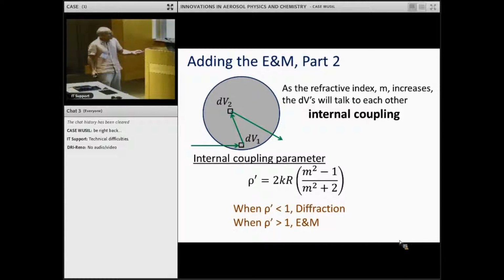And then we need what we call the internal coupling parameter. It will again be related to this Lorentz term, size, and so on. And what we find is that when rho prime is less than 1, it's simply diffraction. That would be when the index of refraction is fairly small, or when the particle is small. When the combination of particle size and refractivity is large enough to make rho prime bigger than 1, then we have to do the full electromagnetism.